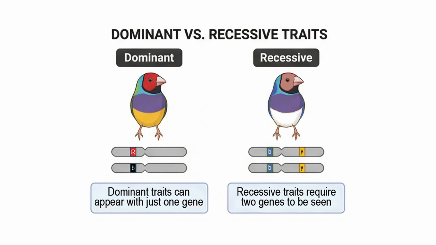The next terms to understand are dominant and recessive. They both relate to the traits. The most important thing here is that dominant traits can appear with just one gene, but recessive traits usually require two genes, one from each parent, in order to appear.